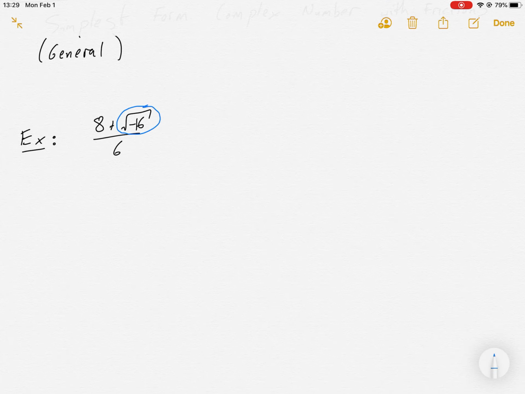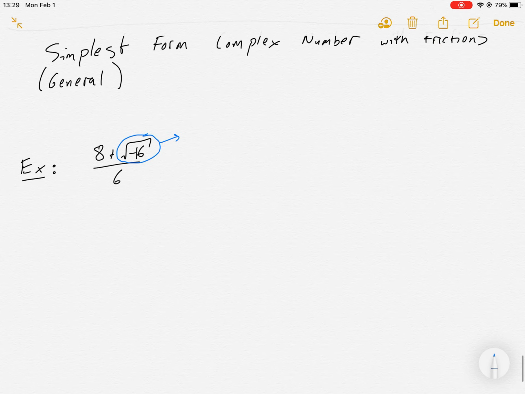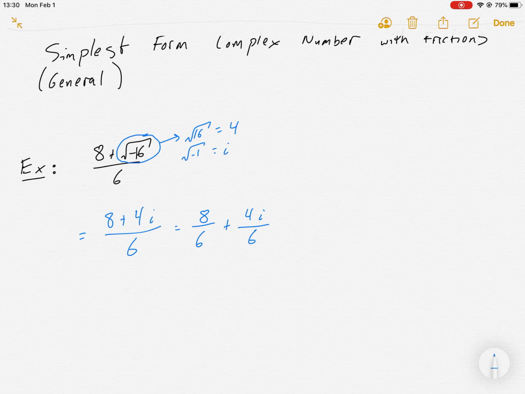First of all, what I notice is that this can actually be reduced because the square root of 16 is 4 and the square root of negative 1 is i. So that means that this is just going to give me 4i. I also noticed that that 8 and that 6 can be reduced as a fraction, but let's first worry about that 4i. So I would end up with 8 plus 4i over 6. Now with fractions, you're going to want to distribute that 6 to each term in the numerator. So this is really what I'm looking at. I can't just give the 6 to the 8. I have to give it to the 8 and to the 4i.